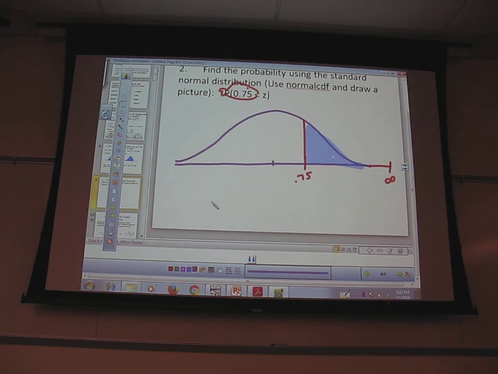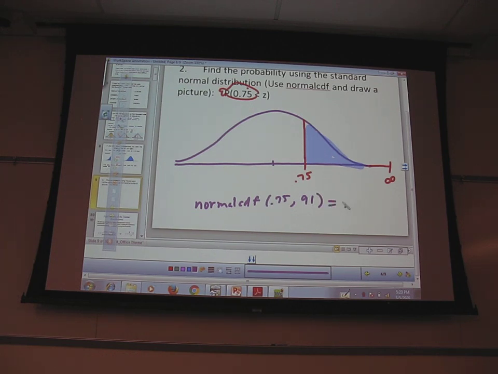Normal CDF. My lower one is 0.75. My upper one is infinity, or pick your grandmother's age, some old, just a large number. 91. And what did you guys get?